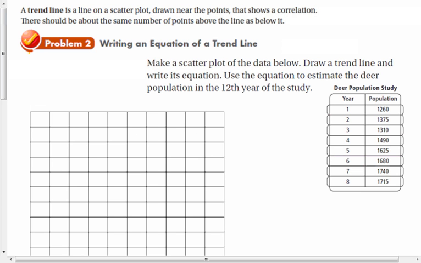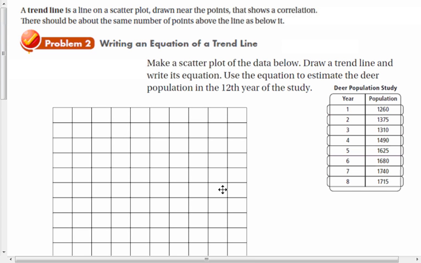All right, the next thing we're going to do is learn how to find a trend line for a scatter plot, which is which way the data is going, modeled by a line. And then we're going to find the equation of the line, then we're going to use that equation to make an estimate for the variables. So here's the situation. We have deer population and some years, and we notice that the population is increasing. What we're going to try to do is predict the increase in the population by using an equation, and then use the equation to estimate the 12th year of that study.